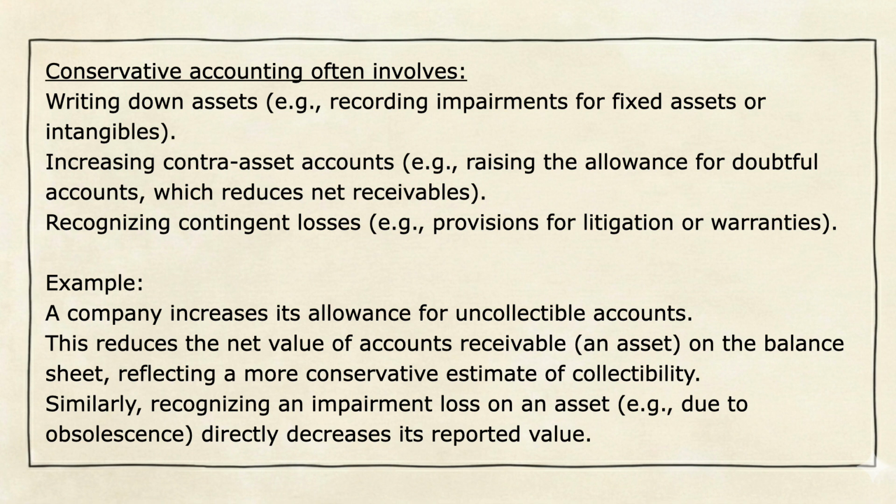For instance, if a company decides to increase its allowance for accounts that might not be collected, it means the total value of the money they're owed, an asset on their balance sheet, goes down. This shows they're being more careful about how much they think they can get back. Similarly, if you realize an asset is no longer worth as much as you thought, like because it's outdated, you'll have to lower its reported value.